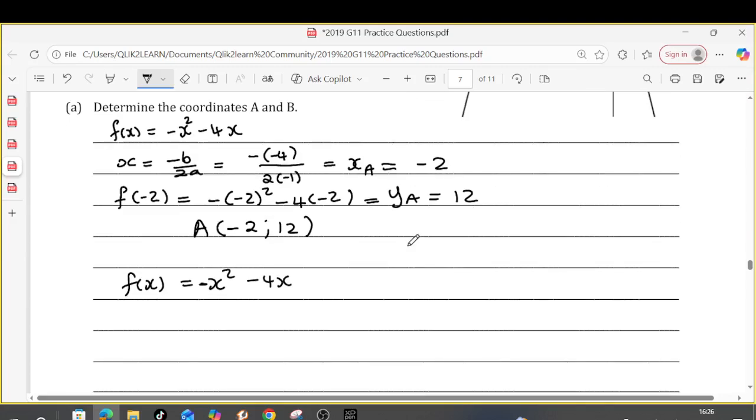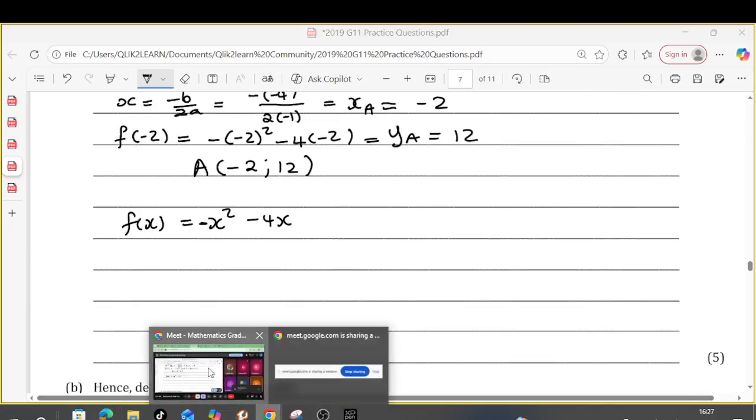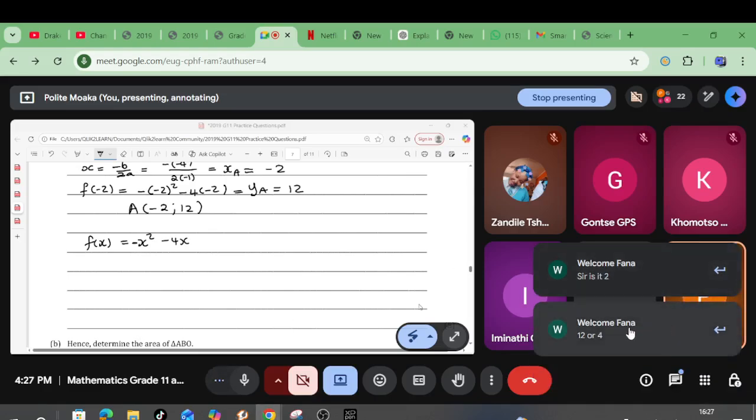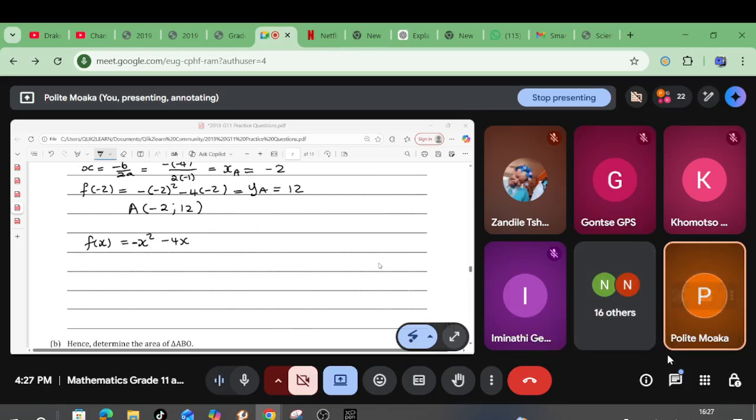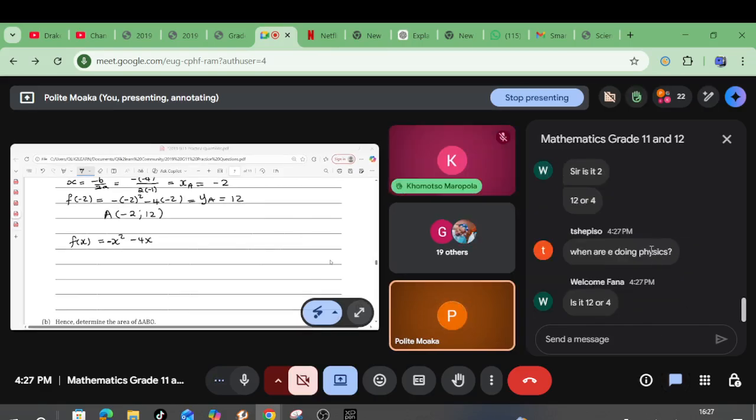What's next? We can just say, okay, I think we have a question. Is it 12 or 4? What's going on? What is the 12 or 4? Say, is it 12 or 4? Thank you guys, thank you.